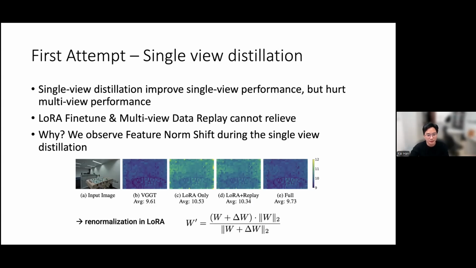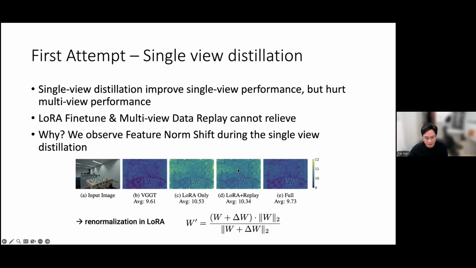Then we tried to introduce the multi-view data to do the replay, and the problem still persisted. After analyzing the features sufficiently, we found that after distillation, we actually cause certain feature norm drift. So this is VGGT, the original feature map. And if we use the LoRA-only technique, by the way, here during the distillation we only attach some LoRA to do the tuning, even if we add the replay, the problem is still there.